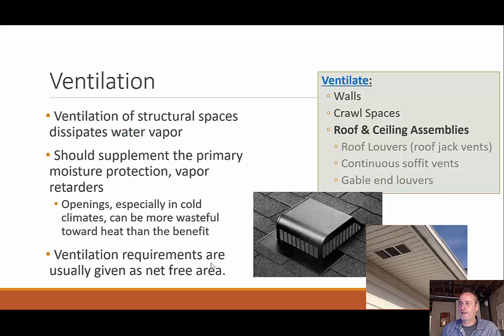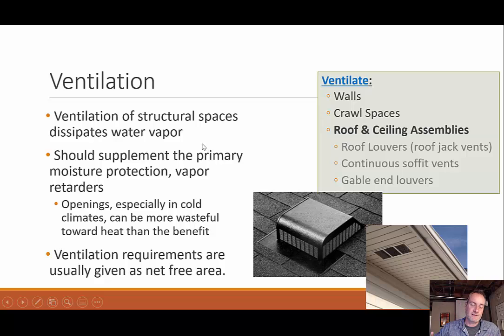So looking more at this ventilation, of course we want to ventilate the walls, crawl spaces, roofs, and ceilings. And within the roofs and ceilings, we want to ventilate with roof louvers or continuous soffit vents, gable end louvers. So this is what we see going on here with these vents underneath. In this case, this is like a soffit vent. And the whole idea is to get air into this attic and then out through this roof, right? Just that continuous airflow.